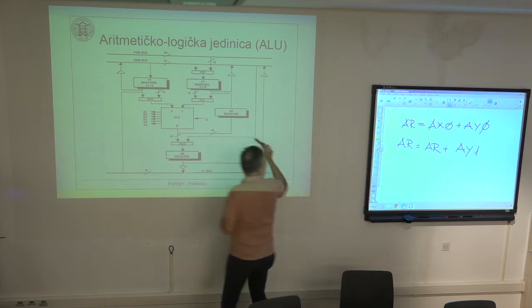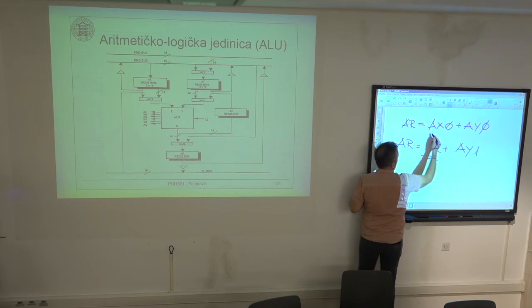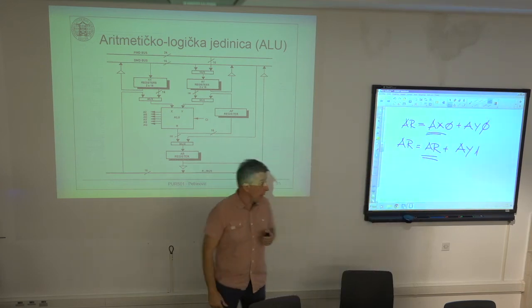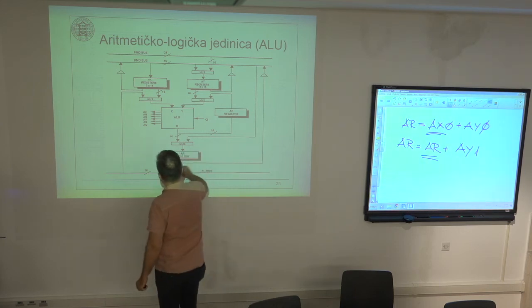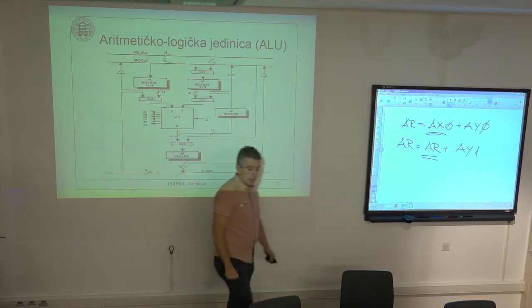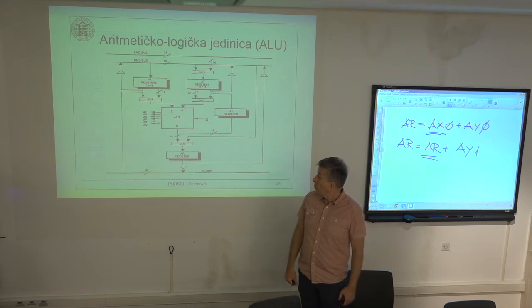So this left side argument can be either one of these AX registers, AX0, AX1, or it can be also a result register, because I have this connection here. I have this MUX that feeds the result AR to the left side argument of the ALU.